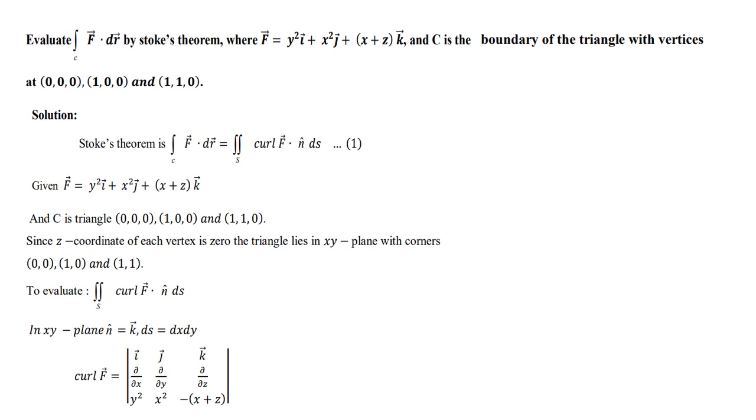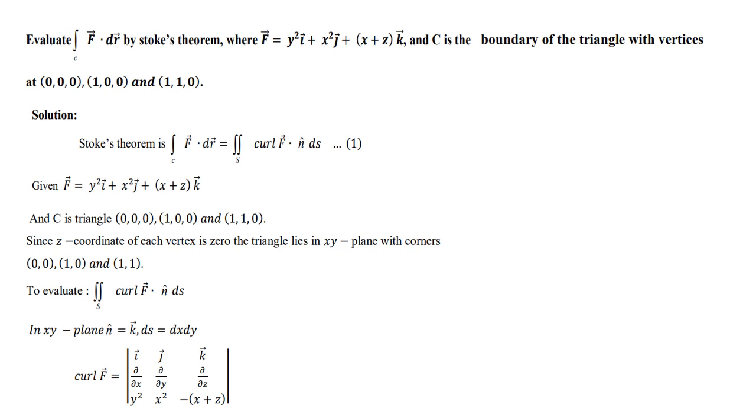So since the z coordinate of each vertex is 0, the triangle obviously lies in the xy plane with the corners (0, 0), (1, 0) and (1, 1). So to evaluate the double integral of the dot product of curl f vector and n cap ds in the xy plane, we have to find curl f.